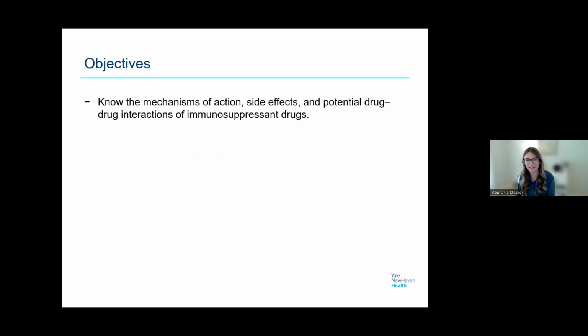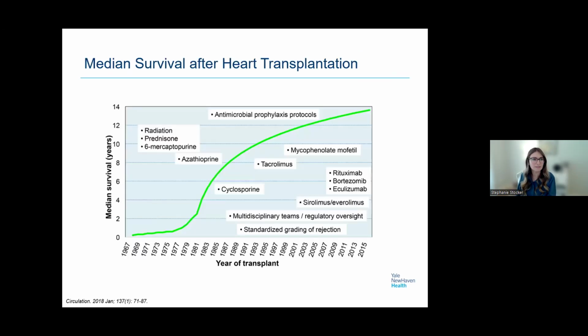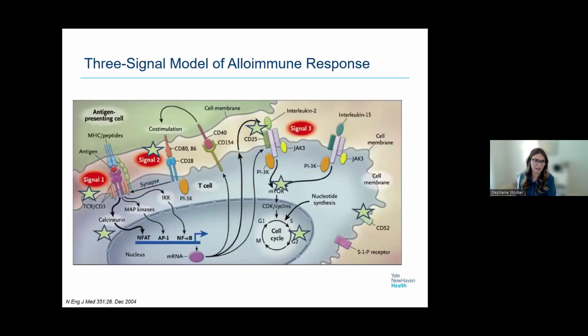The main goal with this is to review mechanism of action, side effects, and potential drug interactions of our immunosuppression medications. We'll go a little bit deeper and talk about why we would pick one medication over another within drug classes. We know that medications are key to transplant survival. With the use of cyclosporin and tacrolimus, median survival in heart transplant has increased significantly.